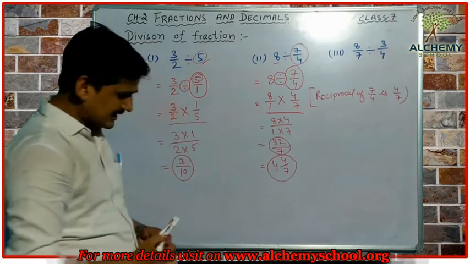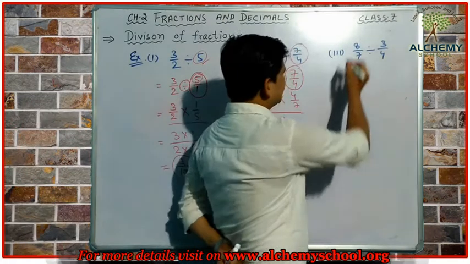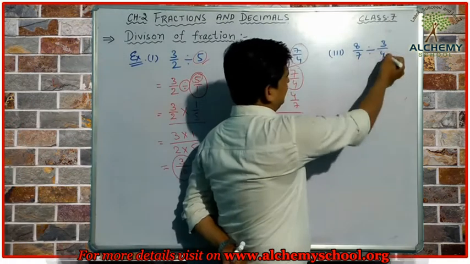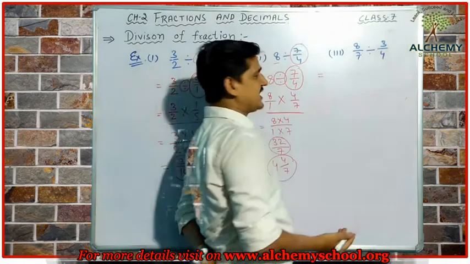Okay. Let's see the next one. The next one is 8 upon 7 divided by 3 upon 4. Simply, the same procedure we have to apply here also.